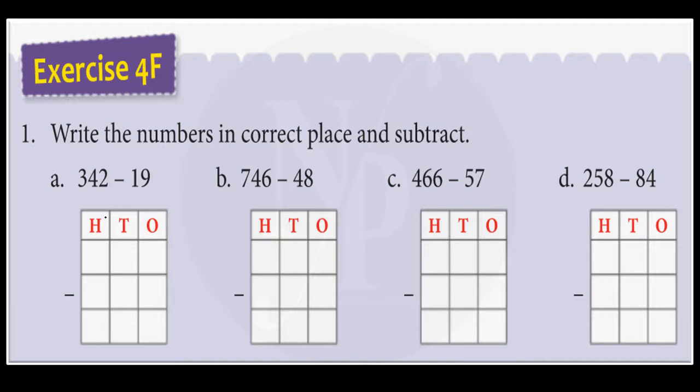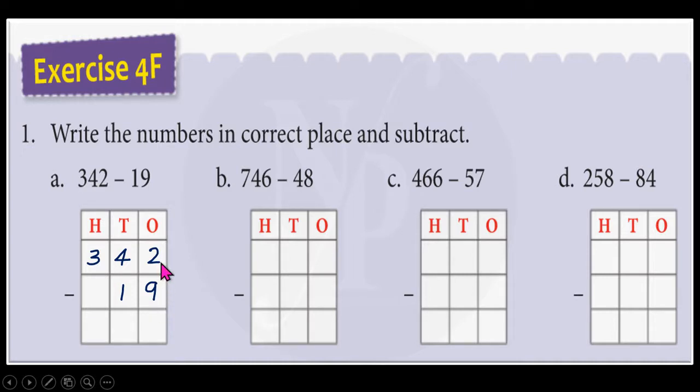So in the number 342, 3 is in the hundreds place. So let us write 3 in the hundreds column, and 4 is in the tens place. Let us write 4 in the tens column here and 2 in the ones column. The second number is 19, which is a 2-digit number. 1 is in the tens place and 9 is in the ones place. So let us write down 1 in the tens column and 9 in the ones column. So we have a minus sign printed here. Let us subtract 19 from 342 now.